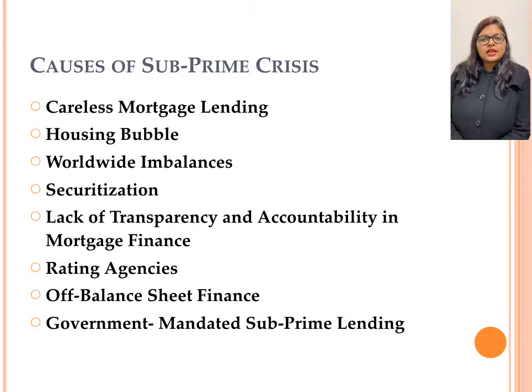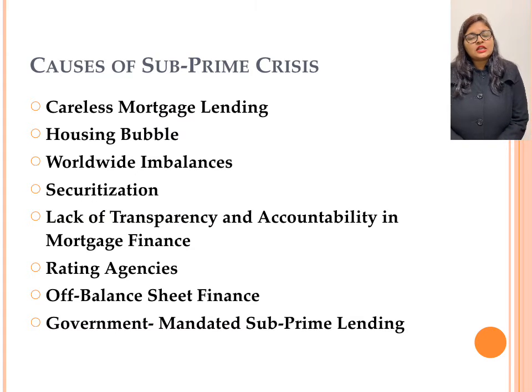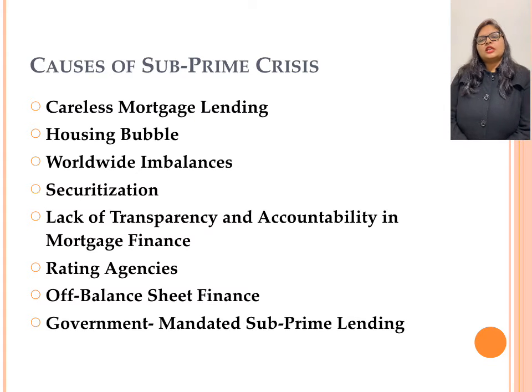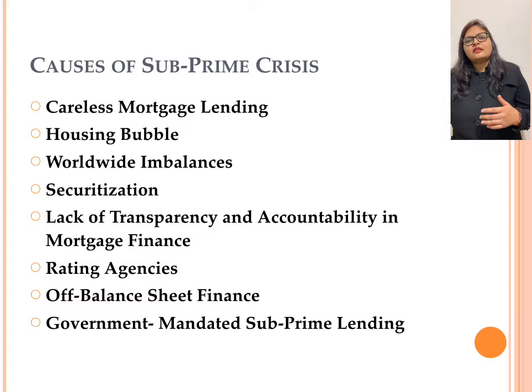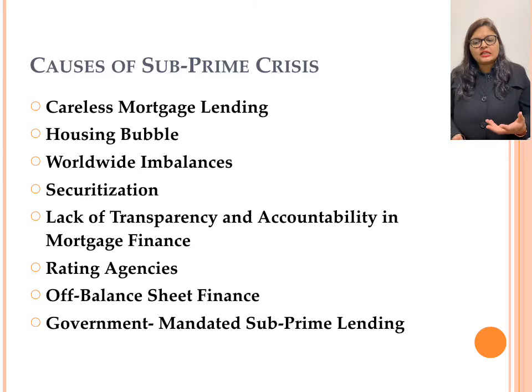Next comes the securitization. The first agencies were Fannie Mae and Freddie Mac, who issued securitized products, and then private banks also started selling securitized products. This created competition among the bankers. Then is lack of transparency and accountability in mortgage finance. There was no transparency in the banking system. They were not following the norms, the interest rates were very low, and the accountability was zero.